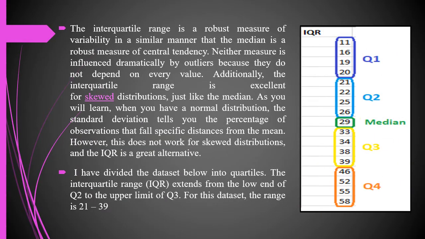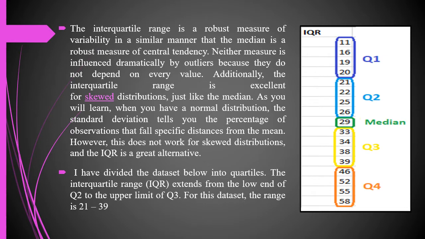So the interquartile range is a robust measure of variability, in a similar manner that the median is a robust measure of central tendency. Neither measure is influenced dramatically by outliers because they do not depend on every value. Additionally, the interquartile range is excellent for skewed distributions, just like the median. As you will learn, when you have a normal distribution, the standard deviation tells you the percentage of observations that fall specific distances from the mean. However, this does not work for skewed distributions, and the IQR is a great alternative.